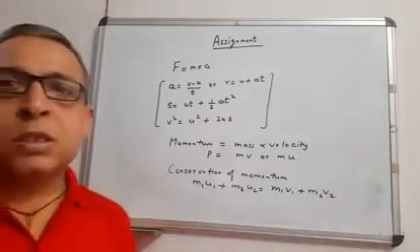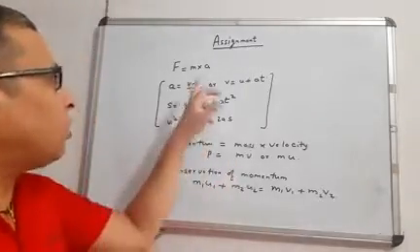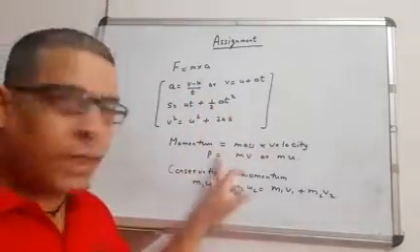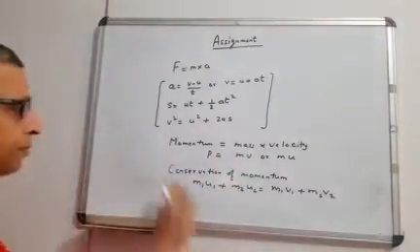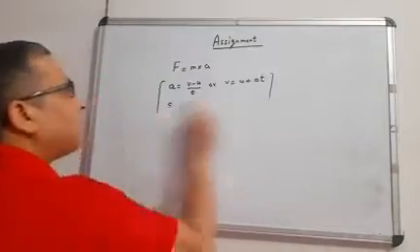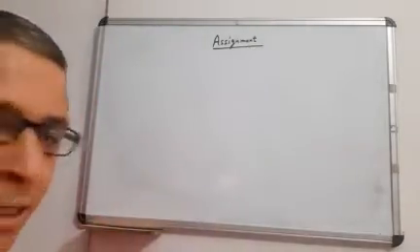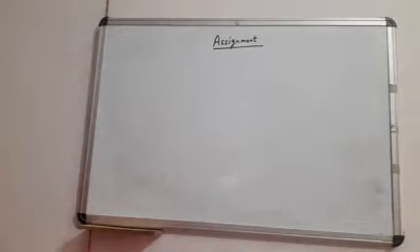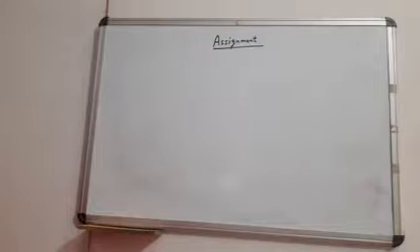In this class, I will tell you 5 questions which are based on force and momentum. Okay, I am starting those questions now. Your question number 1 says that calculate the momentum of a toy car of mass 200 gram moving with a velocity of 5 meter per second.